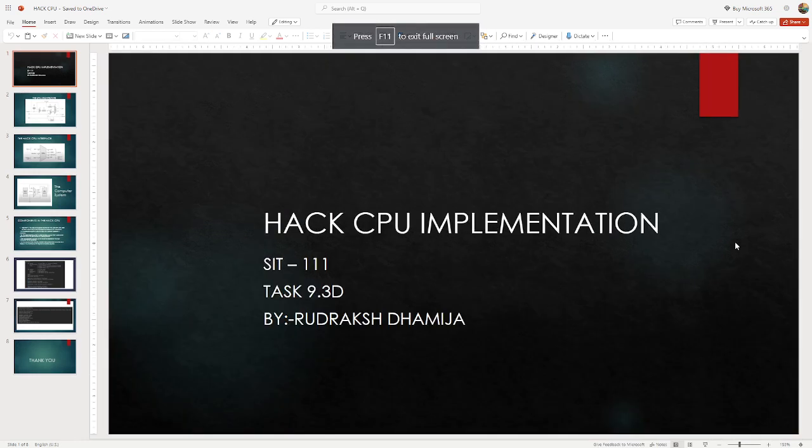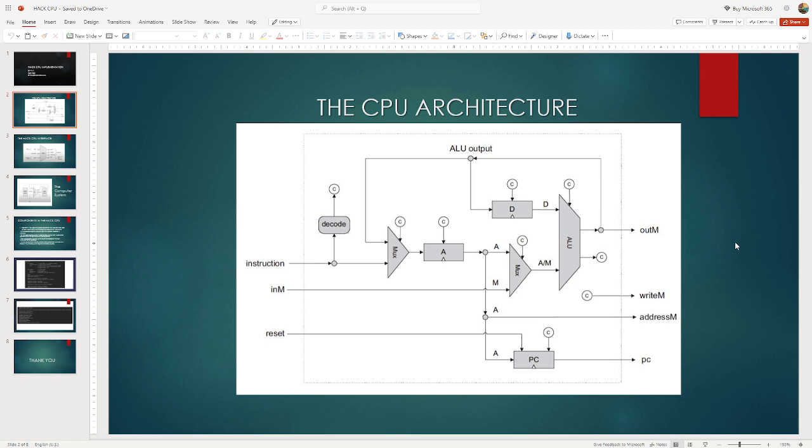Hi, I'm Rudraksh and I'm going to talk about the design of the CPU and how this can be translated to HDL code. This diagram is the proposed design for the CPU architecture, which I am going to use to implement and explain the HDL code of the CPU.